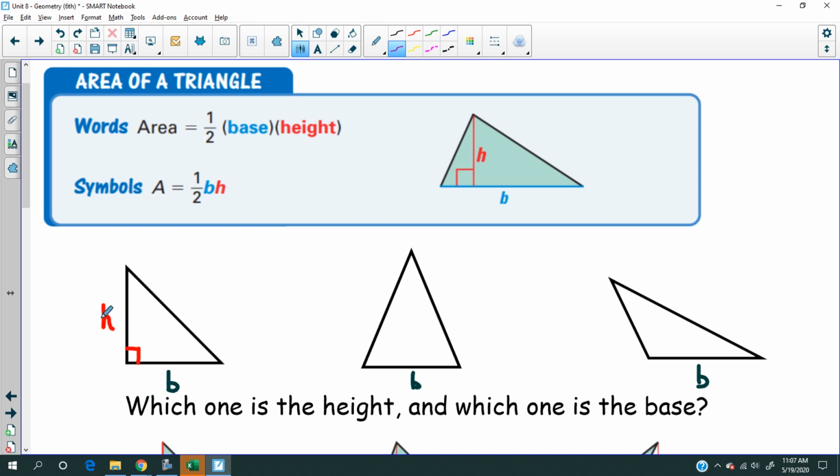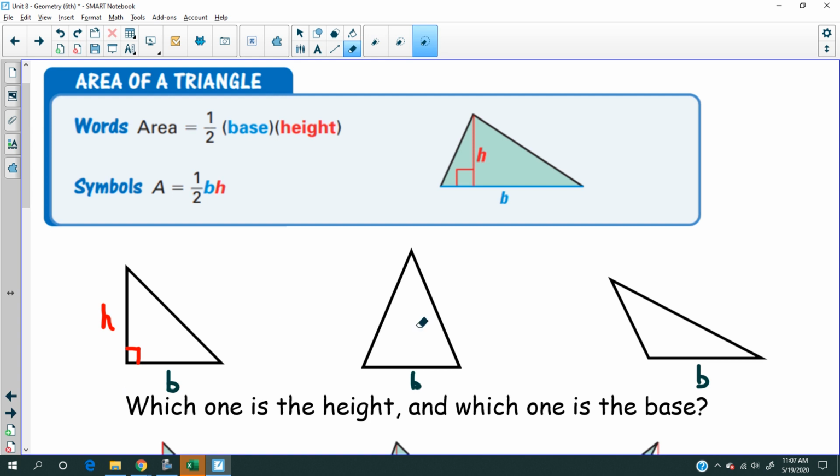So in other words, how did the words like height and base come about? It's because they are related. How are they related? It's because they form a right angle. By forming a right angle, this guy can be called a height, and this guy can be called a base. Okay, hopefully I said it enough times that you understand what I'm talking about.